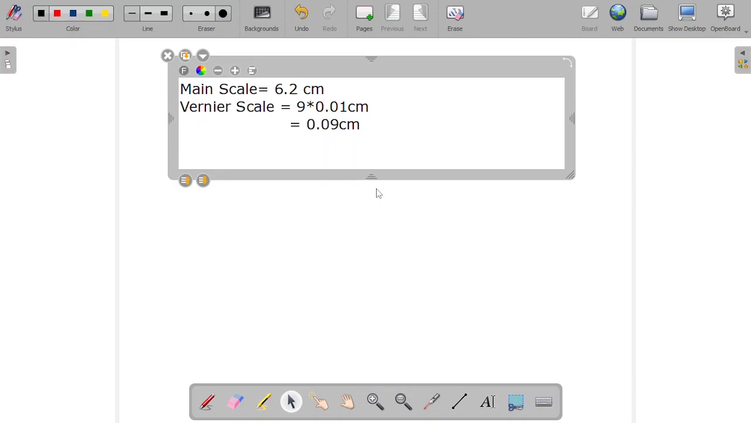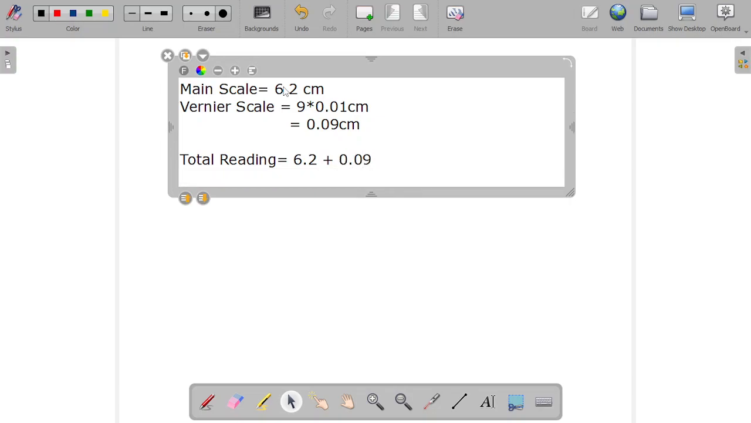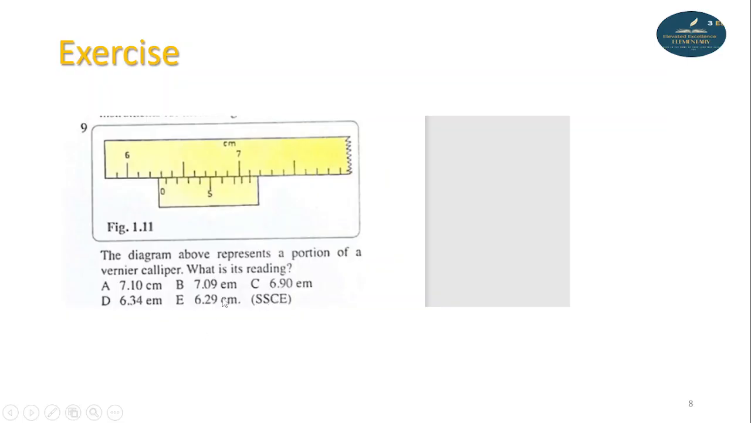centimeters. Then the total reading is 6.2 centimeters here, so let me write that down, plus 0.09, which is going to give 6.29 centimeters. So that's actually the answer, 6.29. So the answer is E, option E. So that's how you can determine the reading.